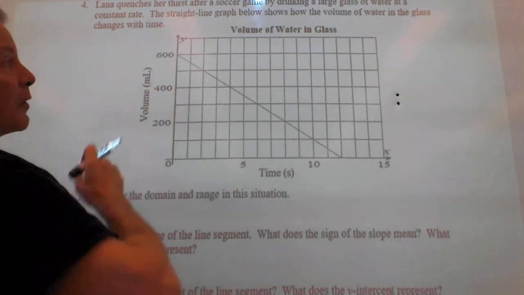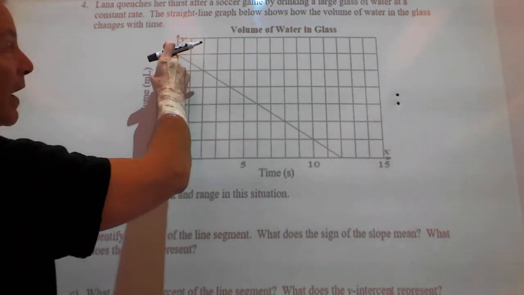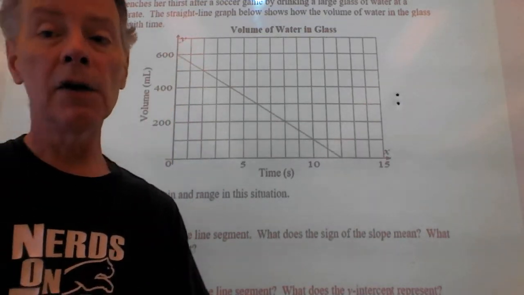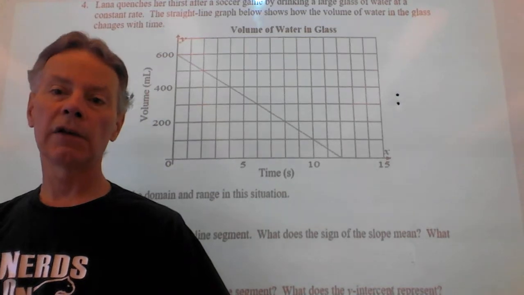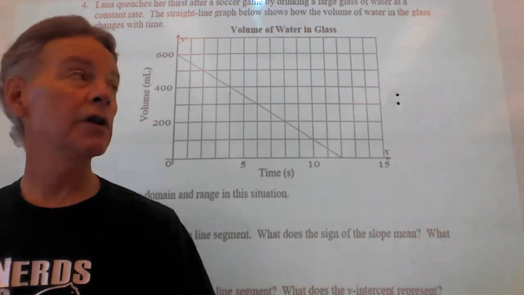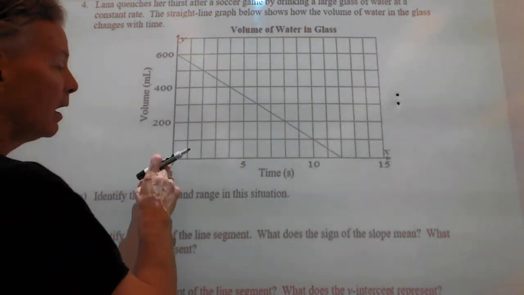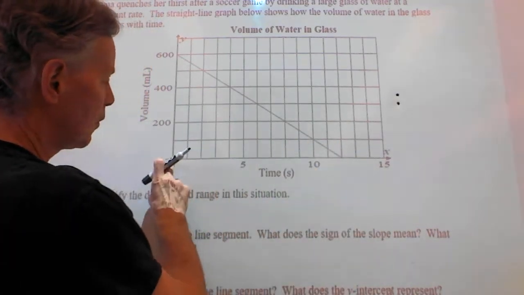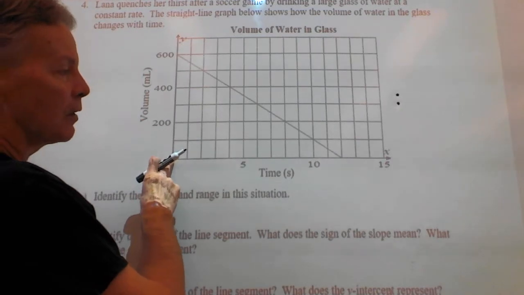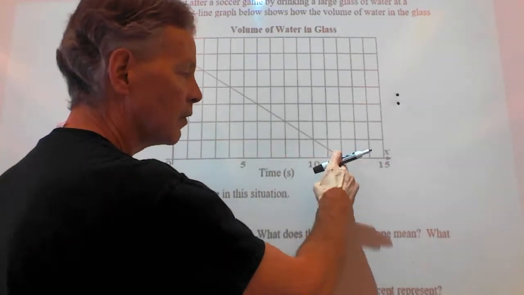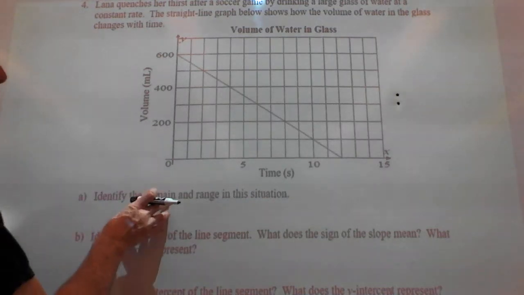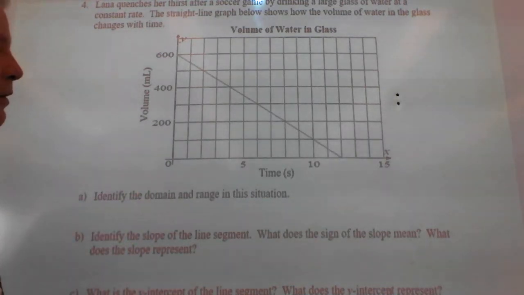The glass of water starts out how full? Well, that's your y-intercept. She has 600 milliliters in the glass at time 0, right before she tips it back and starts drinking. It takes her 12 seconds before the volume of the glass is 0. What does that mean? It took her 12 seconds to drink her glass of water. Okay? So, identify the domain and range in this situation.